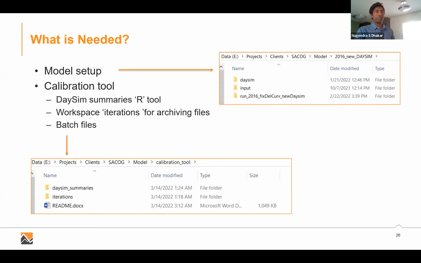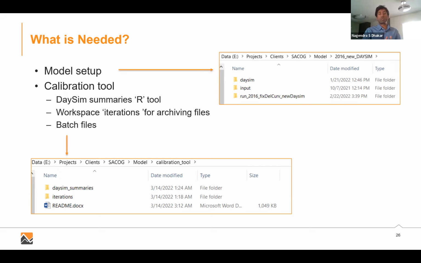Then the next thing that you would need is a calibration tool, as we call it. And that is something that we have prepared in-house. It includes 3 primary components. One is an R tool that is used to generate the summaries using the DaySim outputs. And then we also introduced a workspace, which we call iterations.